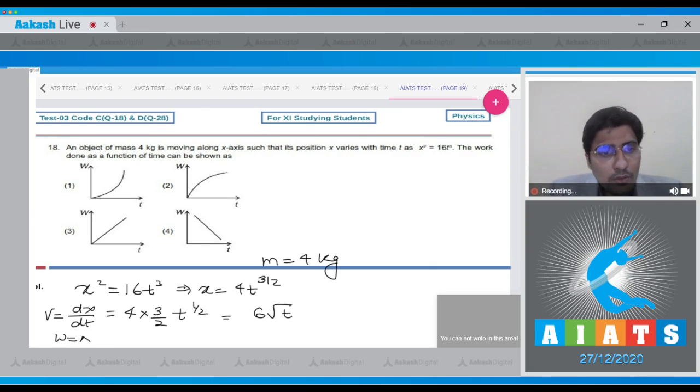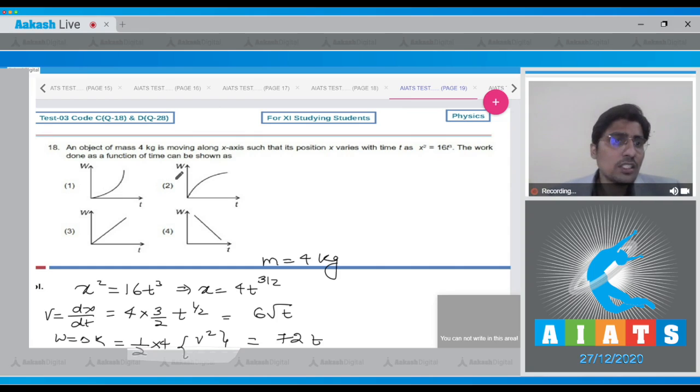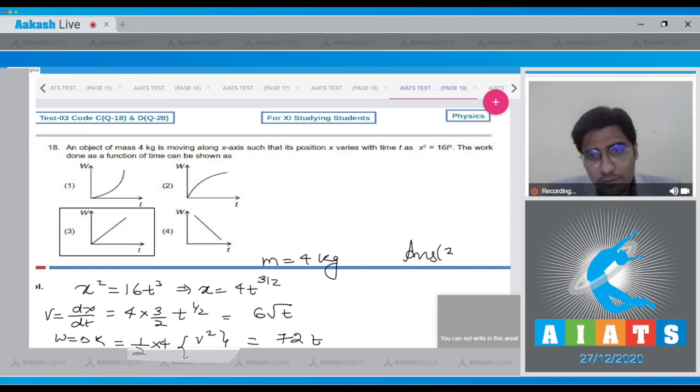The work done will be equal to change in kinetic energy, that is half into mass, that is 4, into v square. So that will be equal to 72t, and hence we can see that work is proportional to t, and it will be a straight line graph, meaning that the correct answer for this question is option number 3. Now let us solve question number 19.